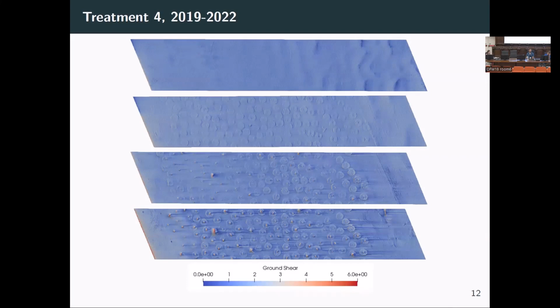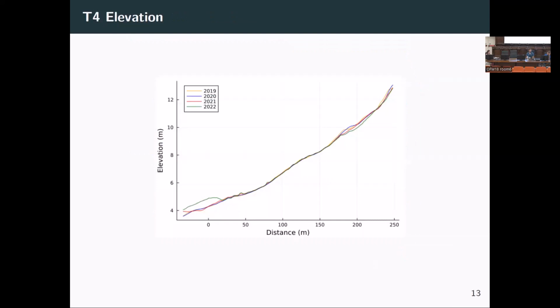And as we go down through the years, there's an overall reduction in shear, and you can see that the plants are growing closer to the shoreline. Not a lot of change in elevation. So, like I said before, we have a long way to go.